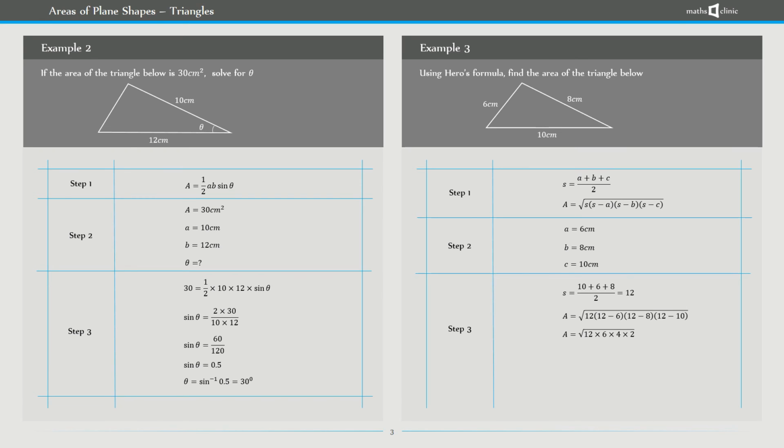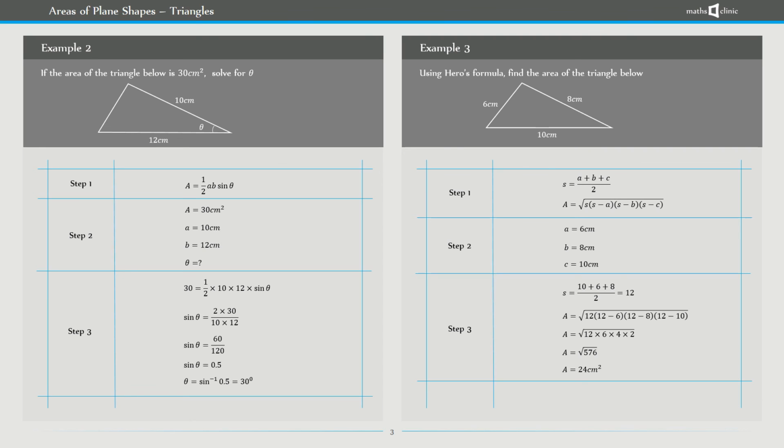Okay, and when we solve what we have in the brackets, we have that 12 minus 6 is 6, 12 minus 8 is 4, 12 minus 10 is 2. So we have 12 times 6 times 4 times 2, and when you multiply all of that out you have 576, and you find the square root of 576, and you have your answer as 24.